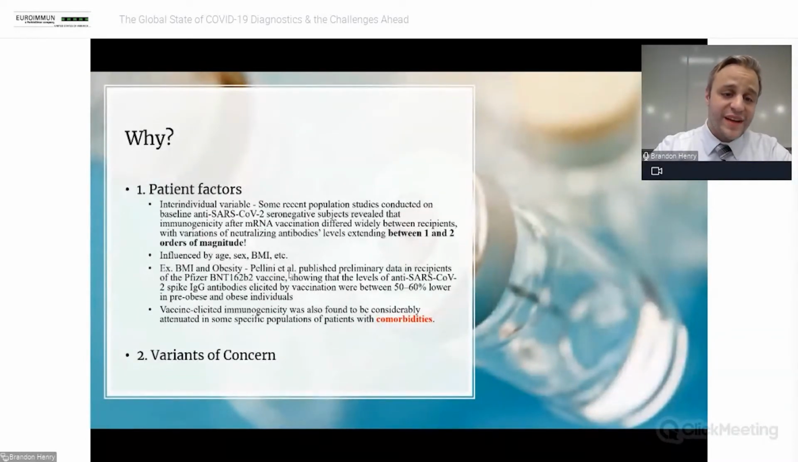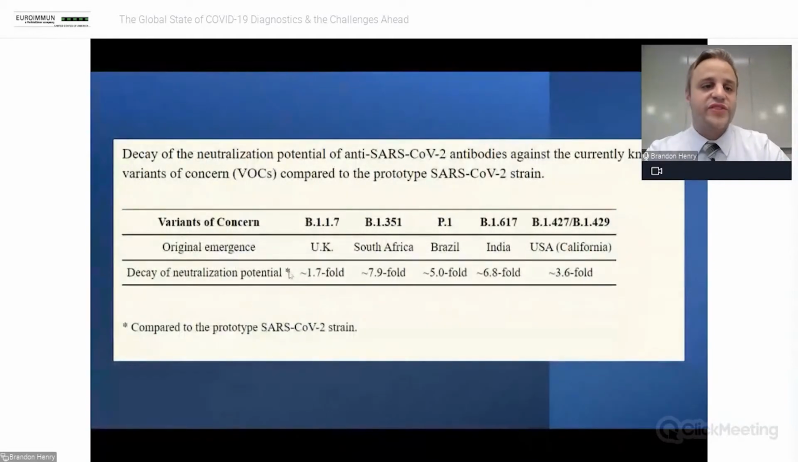And moreover, vaccine-elicited immunogenicity has also been found to be considerably attenuated in many specific populations of patients with comorbidities. And the number of comorbidities, as you see, is quite wide and probably covers a large part of the population. And then variants of concern, right? We're not quite sure what level of antibody titer is efficient for protecting against those variants of concern, but we do know variants of concern are associated with a decay in the neutralizing potential of the antibodies generated.